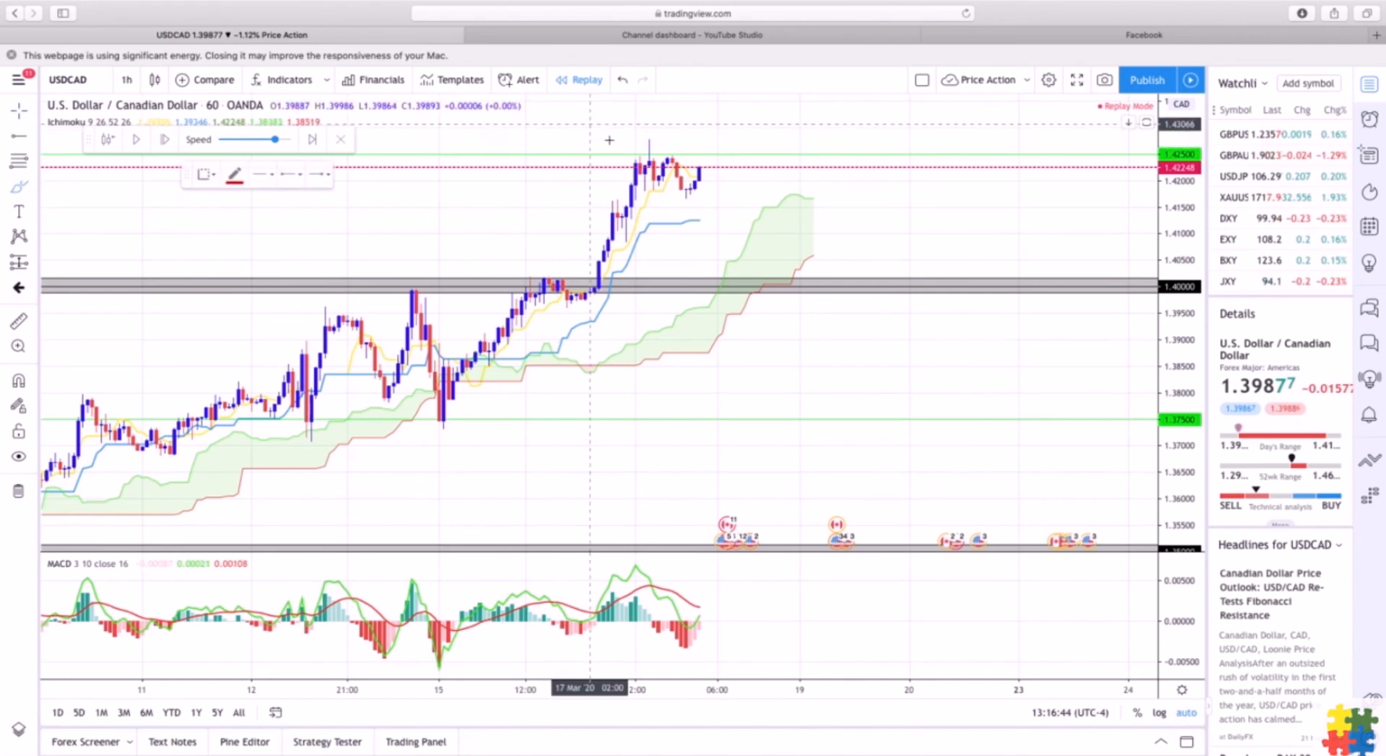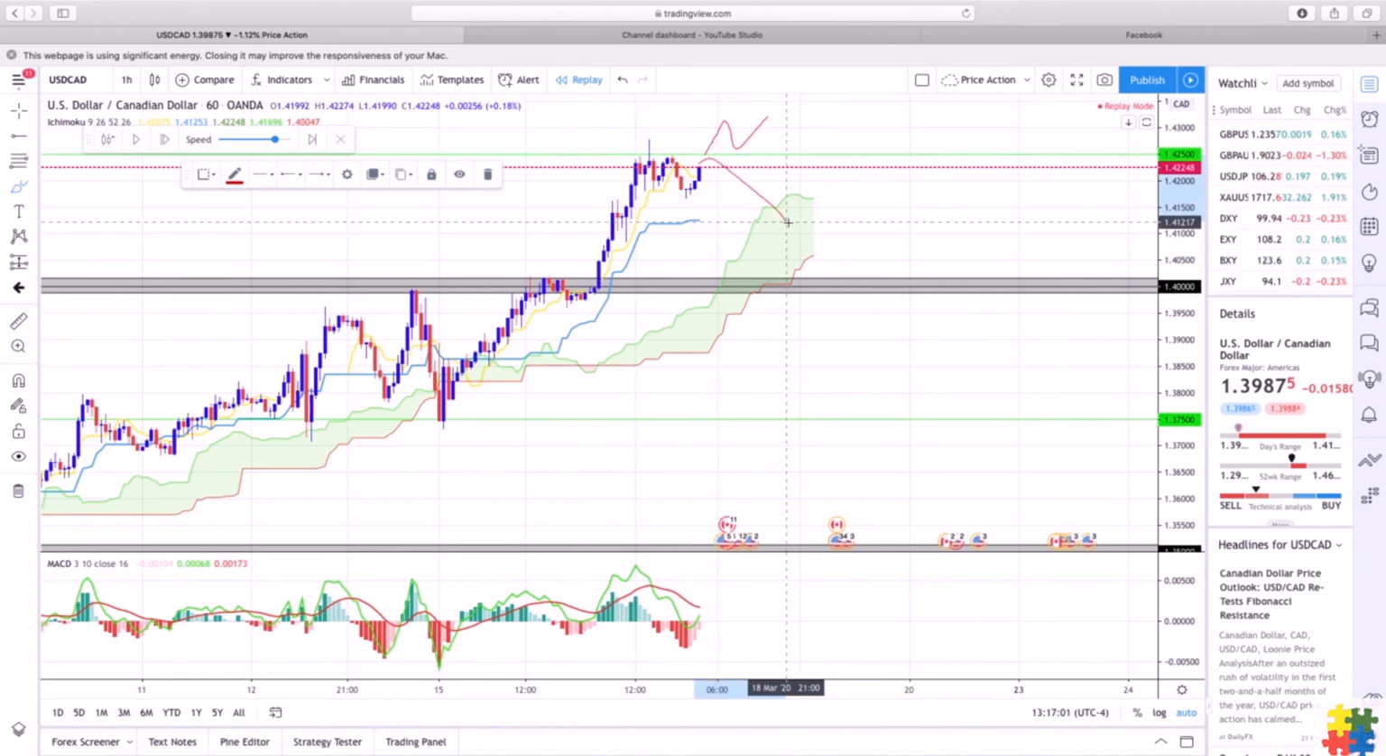There we go. I wait for it to come back up, break above my line, come back down and retest, and then I buy it up. Or I would be waiting for it to come back up, retest this line, then break down for the sell. But you want to wait.